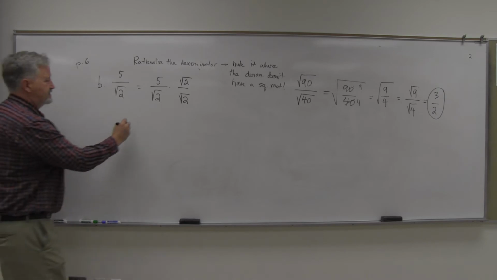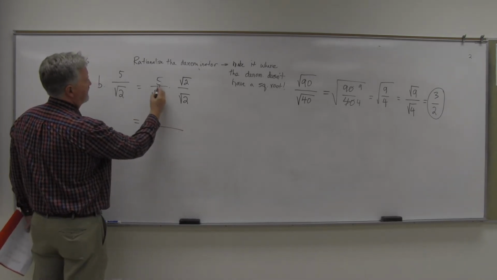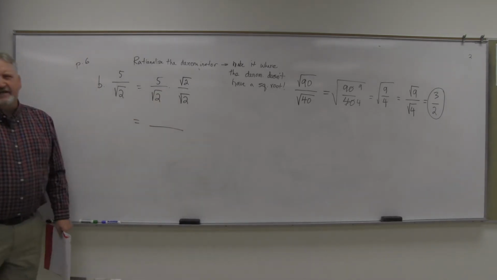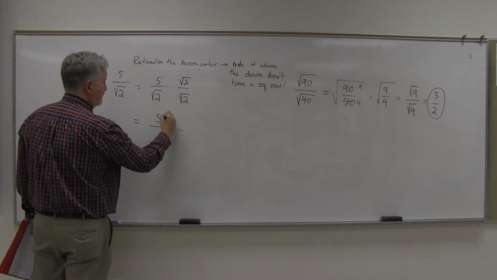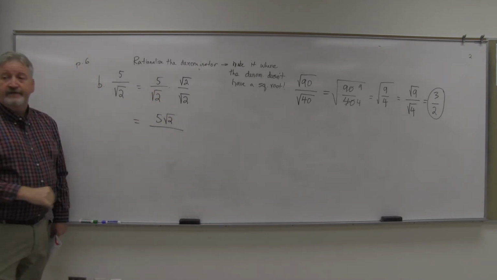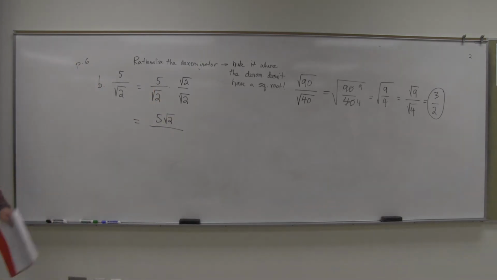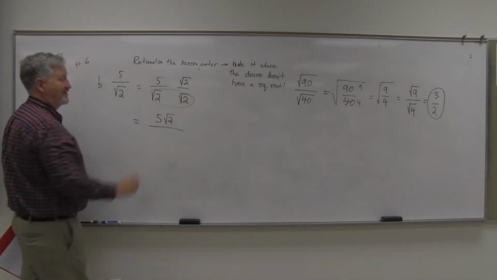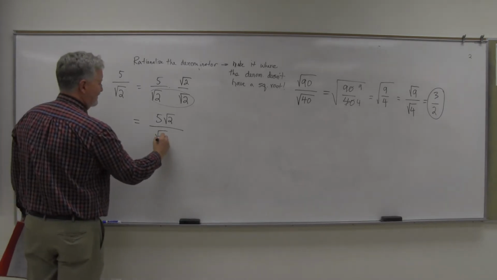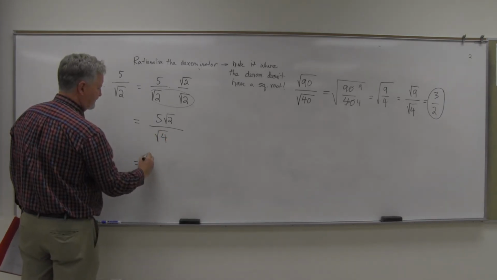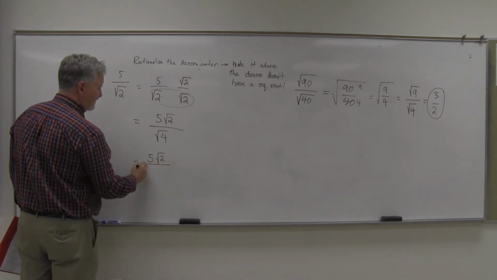Now what happens is, okay, so we've got, what do we have on top? 5 times square root of 2. Can I actually combine those? No, because one's in the square root, one's not. So that's just 5 square root of 2. If that was square root of 5, I could combine it. But however, on the bottom, I've got square root of 2 times square root of 2, square root of 4. And hey, look at that. The bottom does simplify, doesn't it?